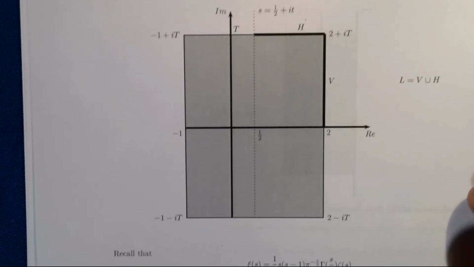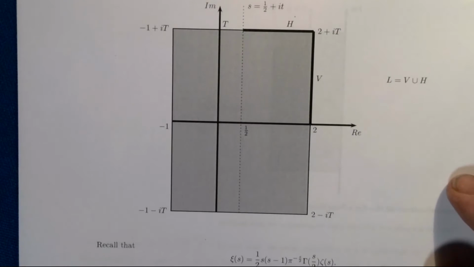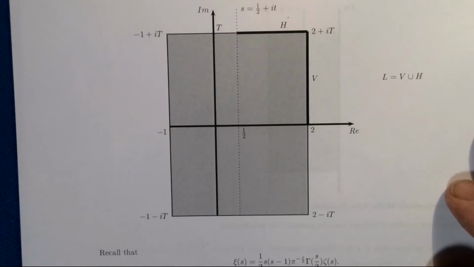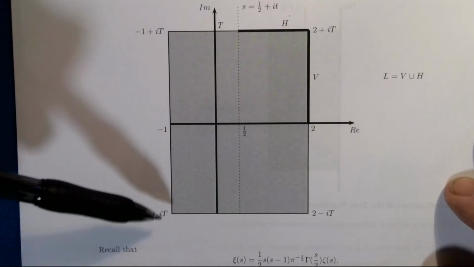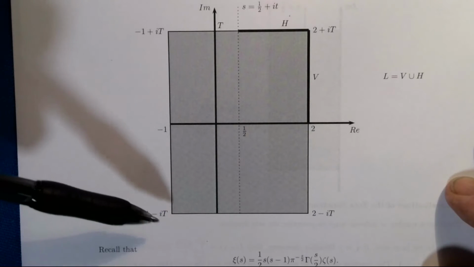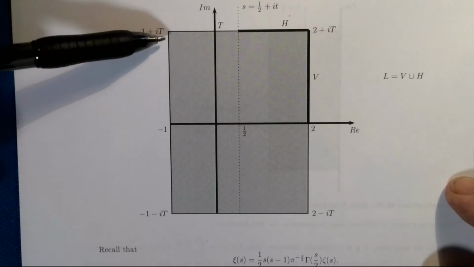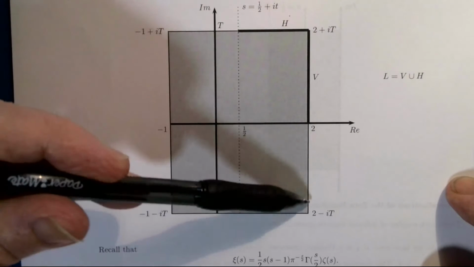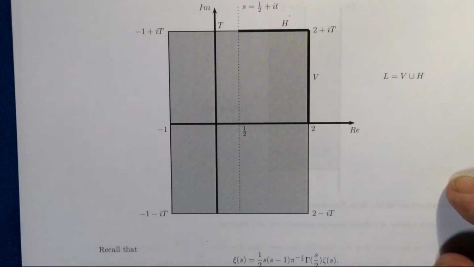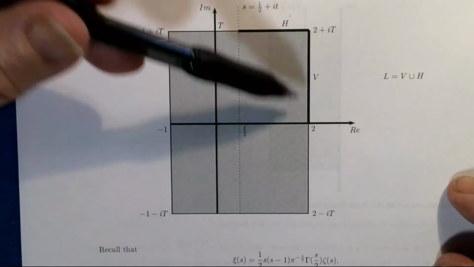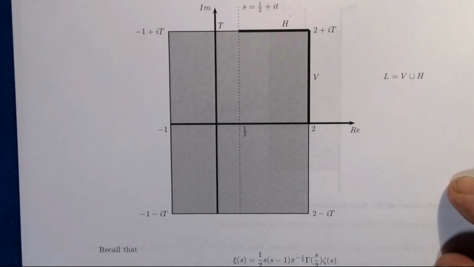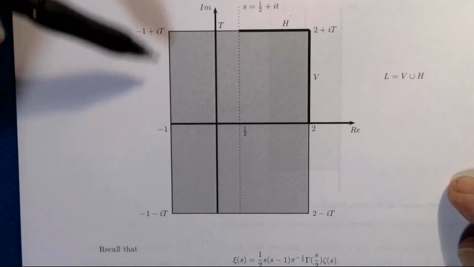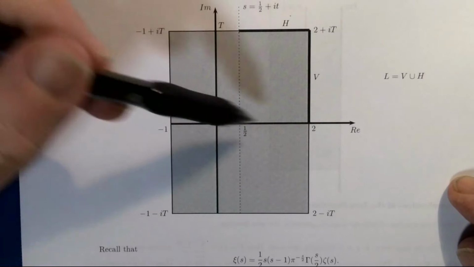So here's a little picture of what we're doing. There is our rectangle. So we're going from the rectangle with vertices minus 1 minus it up to minus 1 plus it, and then across to 2 plus it and down to 2 minus it. And we're going to let N of s be the number of zeros inside the intersection of this rectangle with the upper half plane. That is, we're going to be looking essentially at the number of zeros in the top bit here.